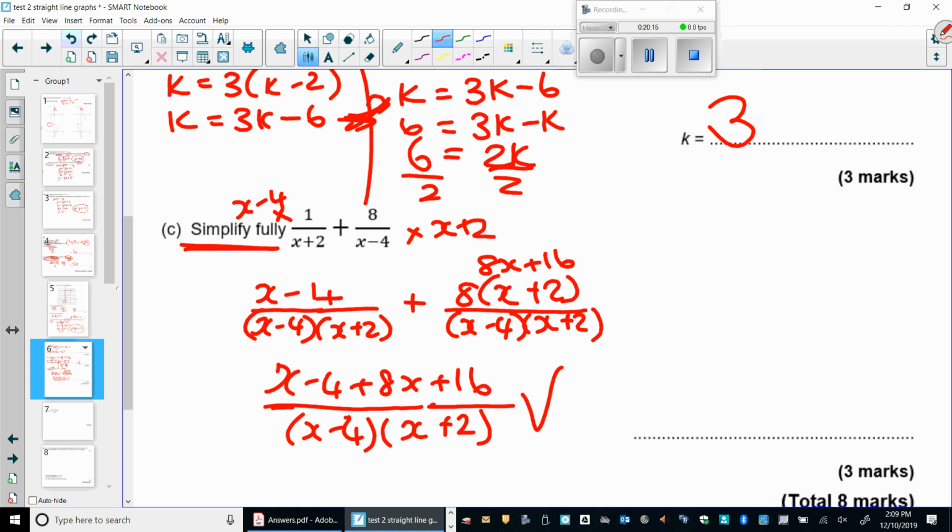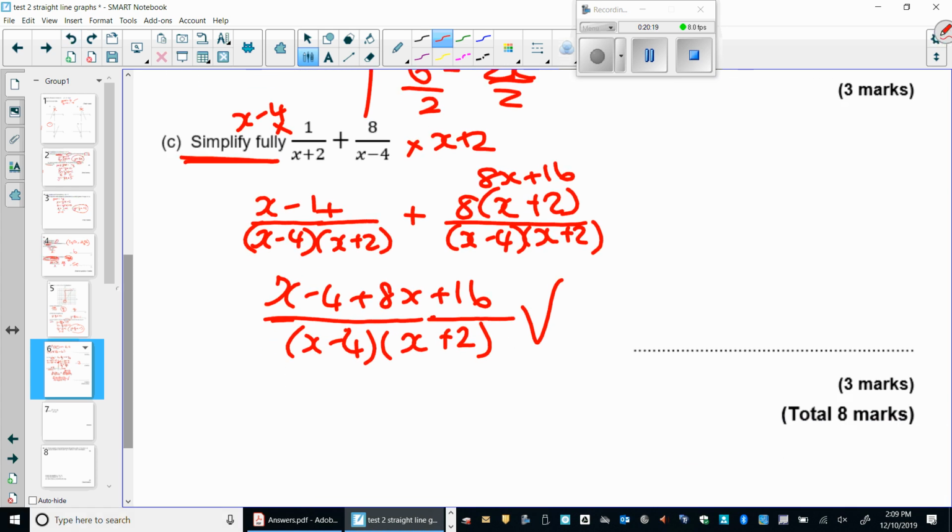Lots of people got to this point and they just made mistakes when you're joining like terms, okay? So you've got to be really careful that you're looking at signs of stuff. So we had x and 8x, so people were quite happy that that was 9x, but you've got negative 4 plus 16, so that's positive 12.